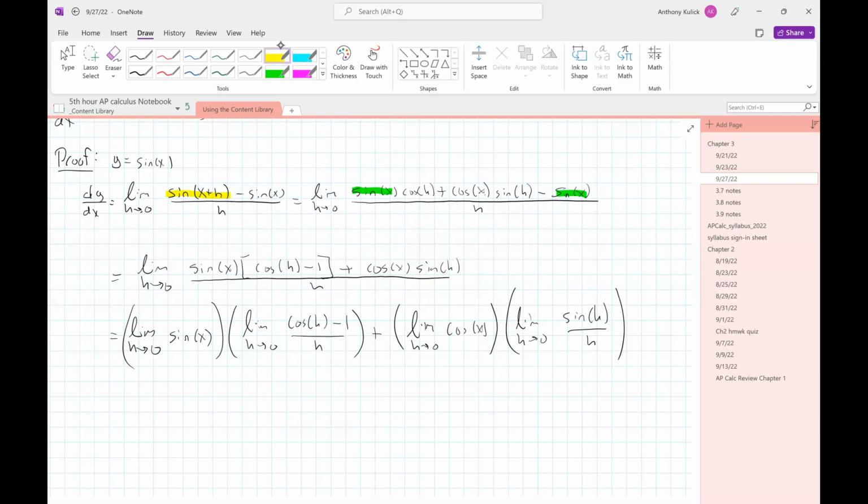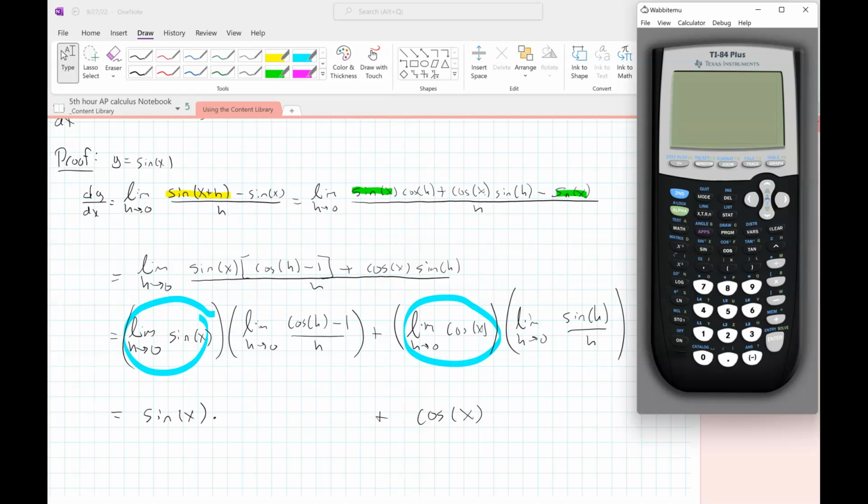So right away, you should notice that there's no h's in there, and there's no h's in there. Everybody agree? So that limit is just going to be sine x, and that limit is just going to be cosine x. These other two limits, let's just evaluate with our calculator.